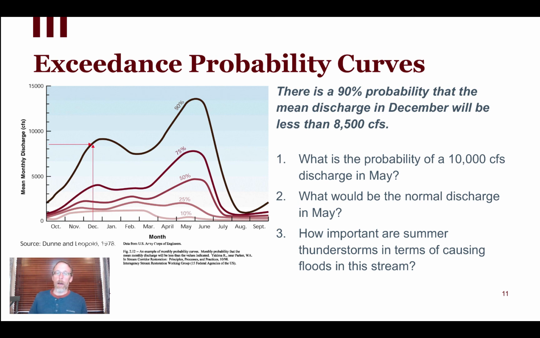Another question to think about is, look at these probability curves and answer the question of how important are summer thunderstorms in terms of causing floods in this stream? Another way to phrase that question would be, what season of the year do we see the highest probabilities of large flows?